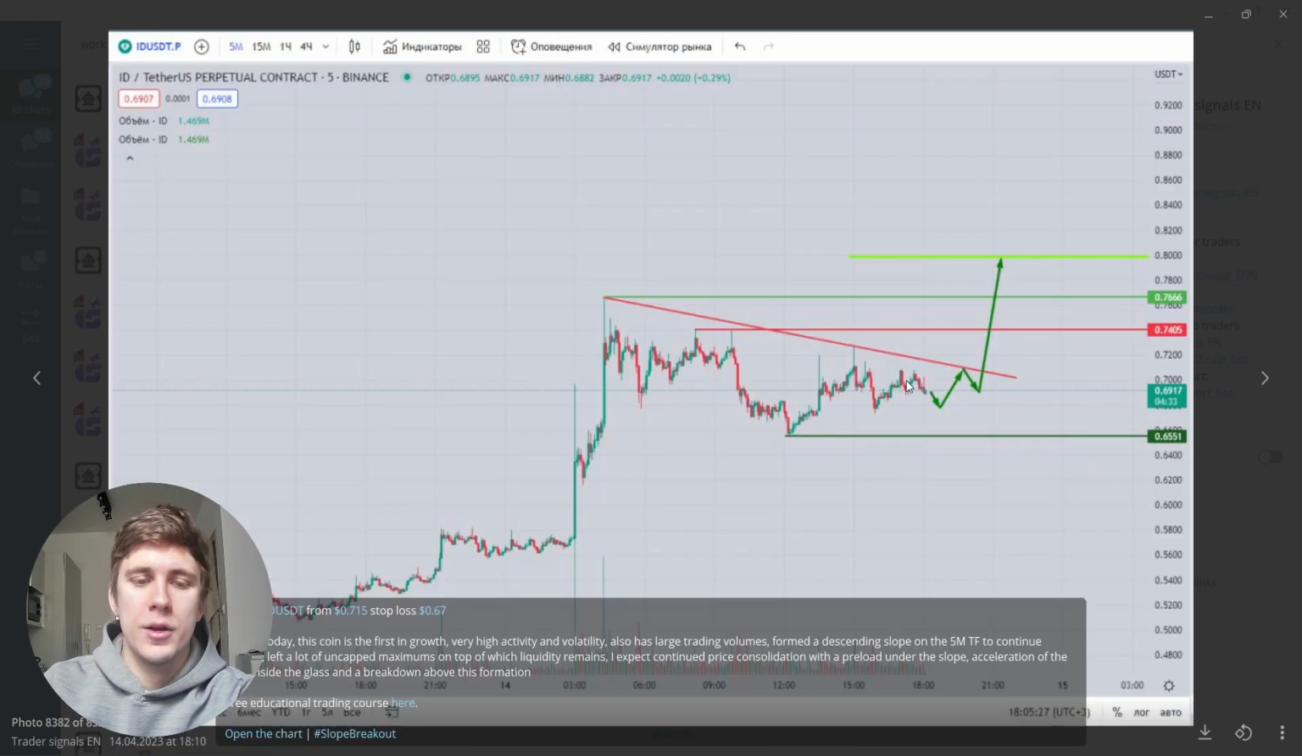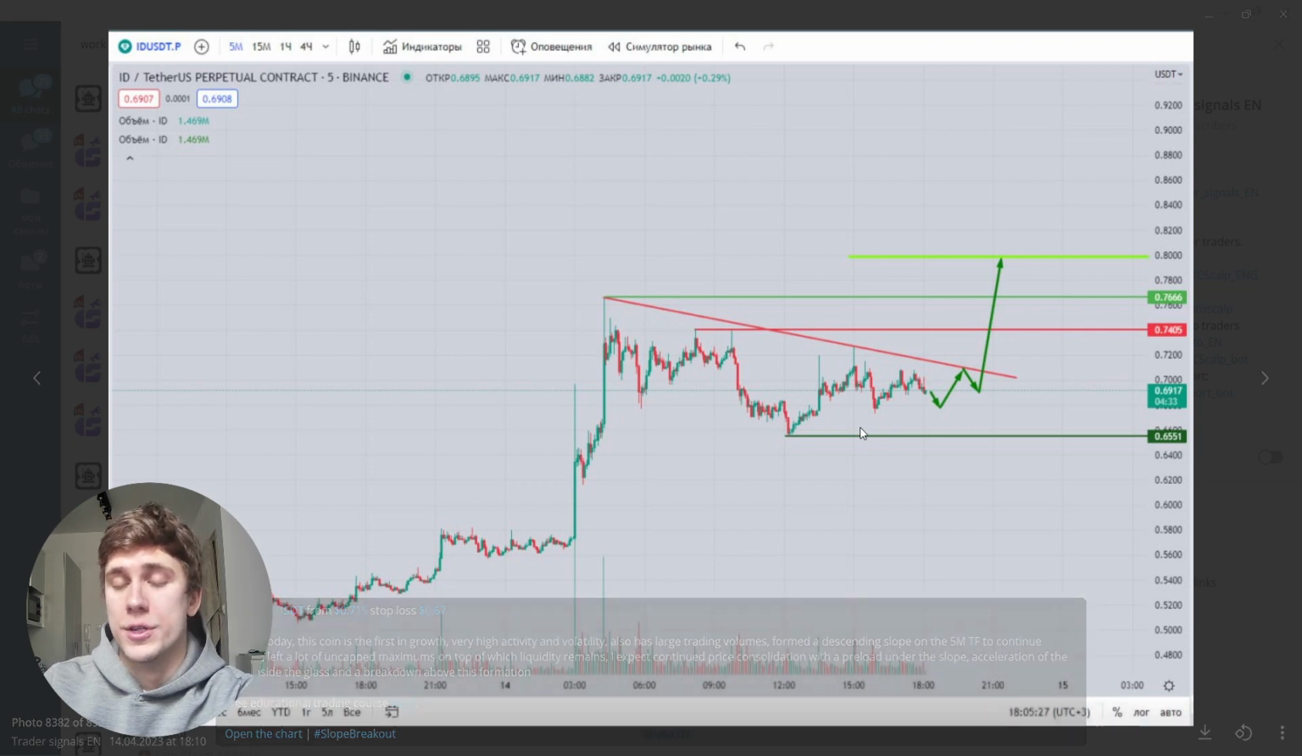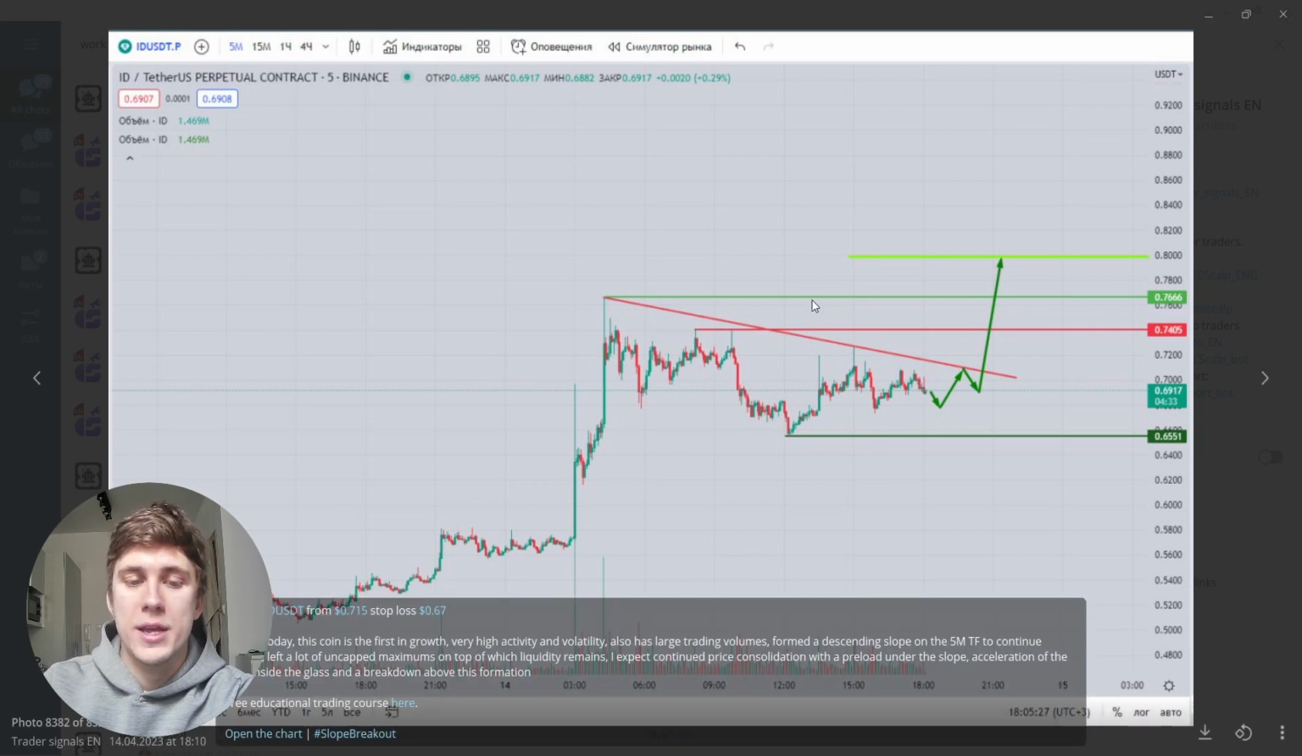ARBUSDT, according to the description, the instrument was first in growth, with very high volatility and activity, large trade volumes, and there was a descending slope on the 5 minutes time frame. And moreover, not only the slope, but potential cascade levels, as you see. And frankly speaking, I really like this analysis.